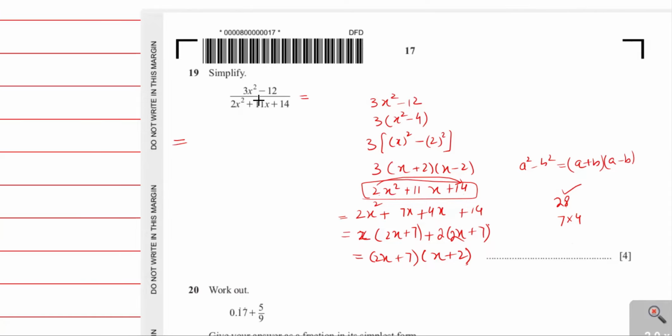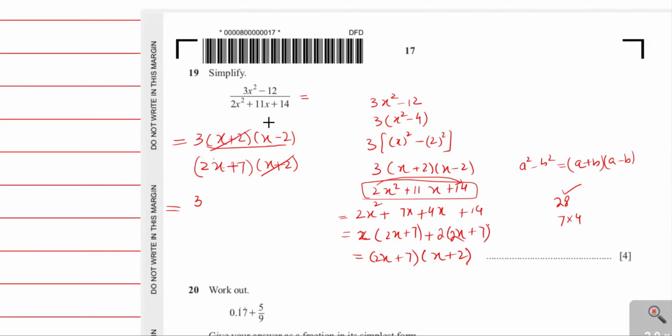In place of 3x² minus 12, we write here 3 times (x plus 2) times (x minus 2). And for the denominator 2x² plus 11x plus 14, we write (2x plus 7) times (x plus 2). And look here, x plus 2 would be cancelled.